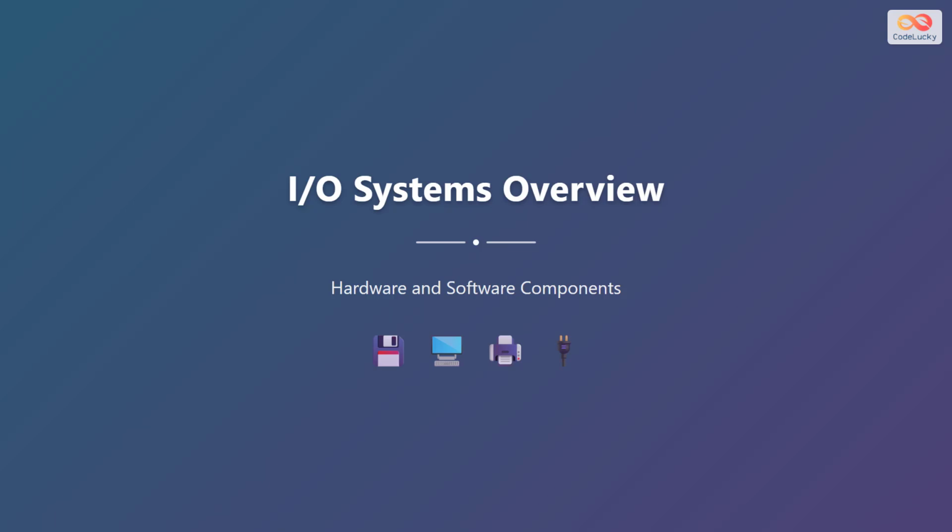Welcome to the presentation on Input-Output Systems Overview. We will explore the fundamental aspects of input-output systems, focusing on their hardware and software components. Input-output systems are the crucial link between the computer and the outside world, facilitating the transfer of data. Here are some of the key components that we will be discussing, including storage devices, display units, printing devices, and various connecting interfaces.